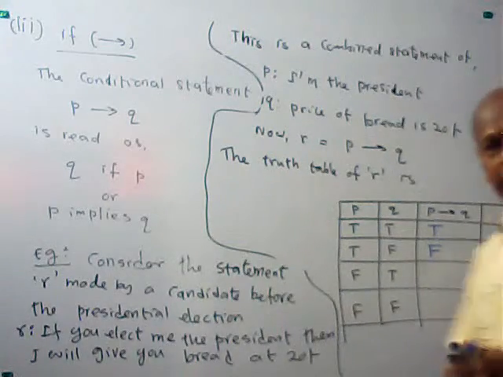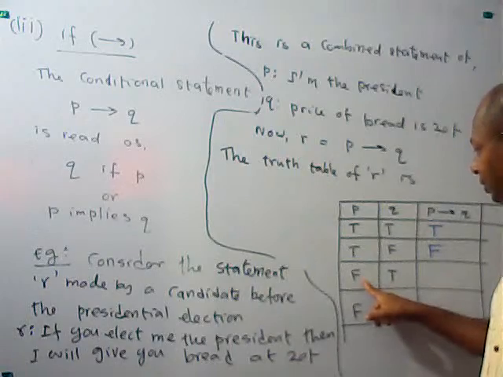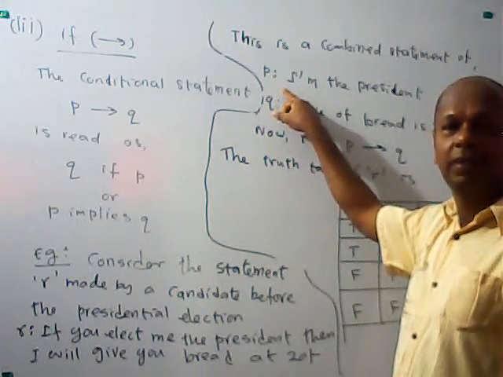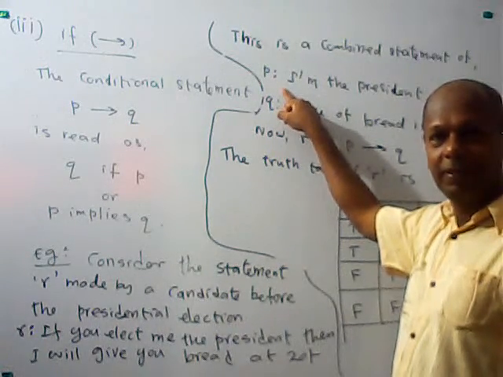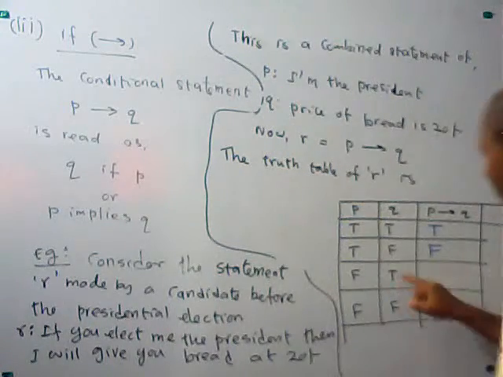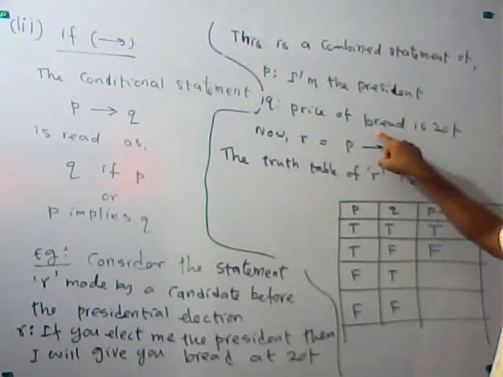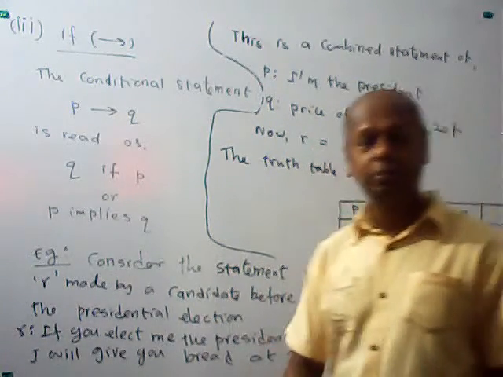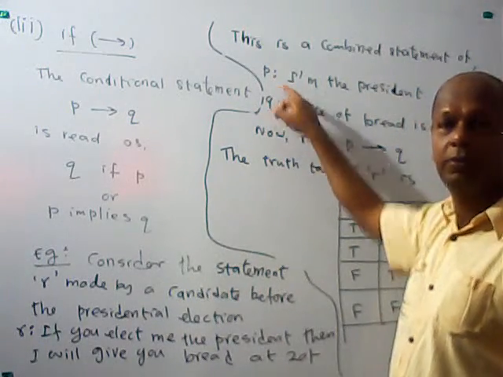Now these two, look at these two, right? This is the case where I am not the president. As it was meant to be, I lost the presidential election. This is false, but you go to the bakery shop and ask the price of bread. It is exactly 20 rupees. This is true. P is false. Q is true.